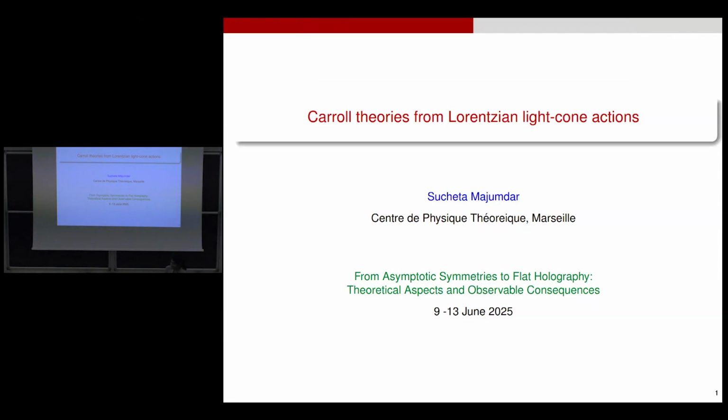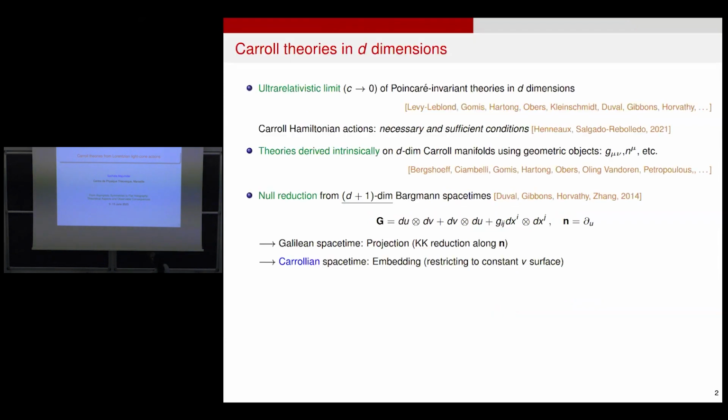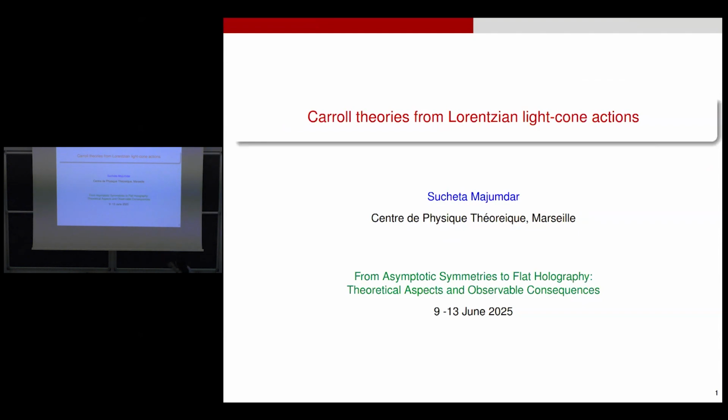We're very happy to have Sucheta Majumdar tell us about Carroll theories from Lorentzian light connections. Thank you very much for the invitation to give a talk here. And just in case you don't hear me well, just tell me, I'll try to fix the microphone. I'm going to talk about Carroll theories, which one can derive from these light cone field theories in Lorentzian spacetimes.